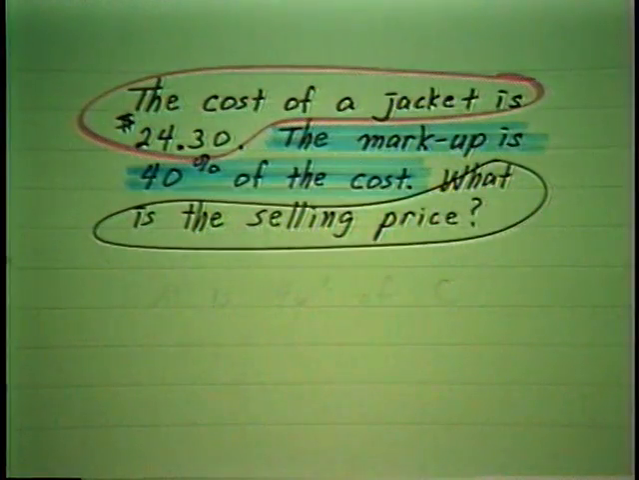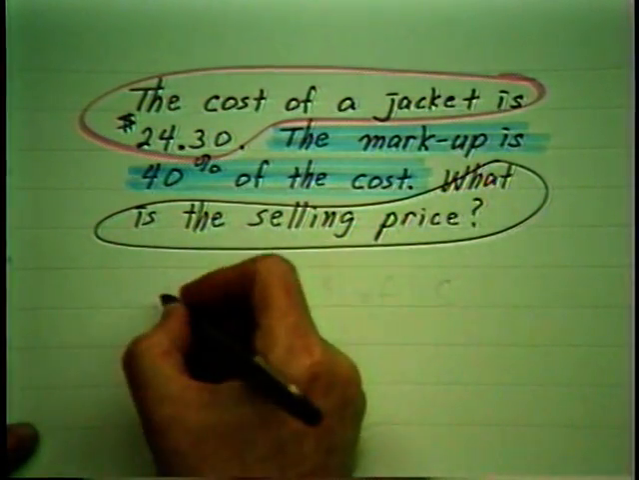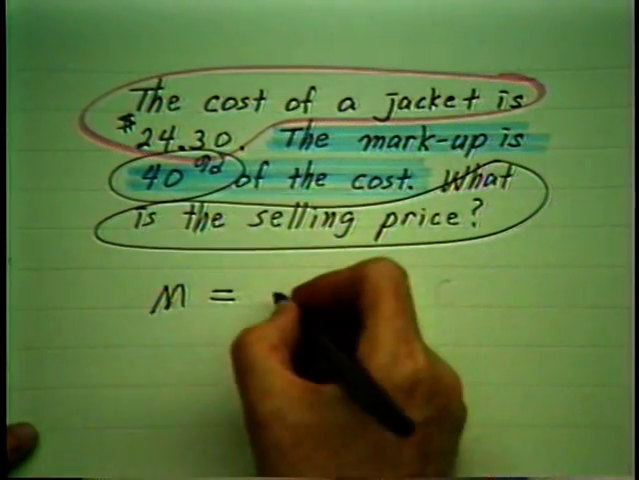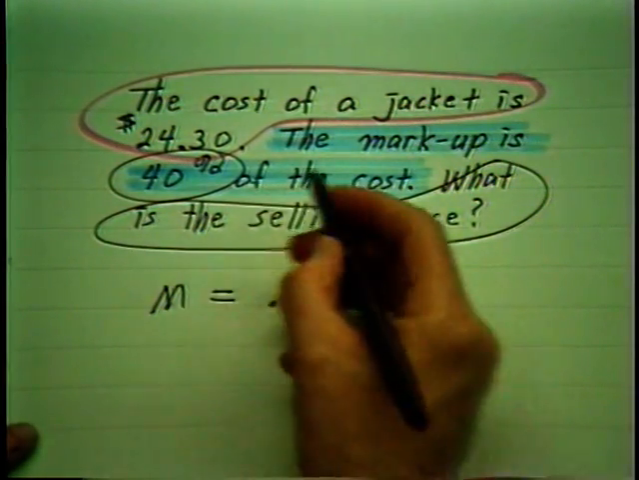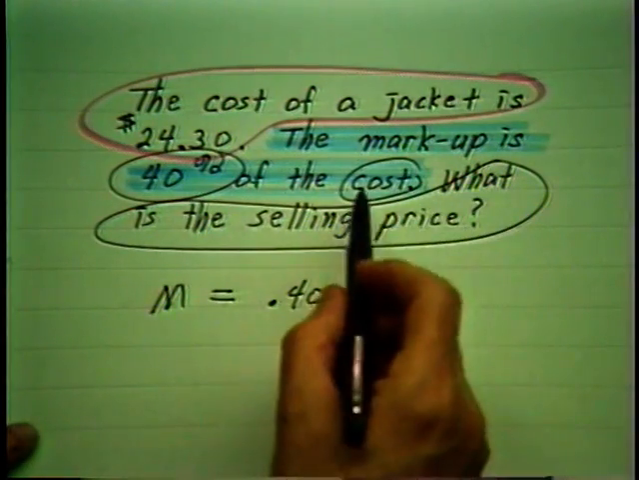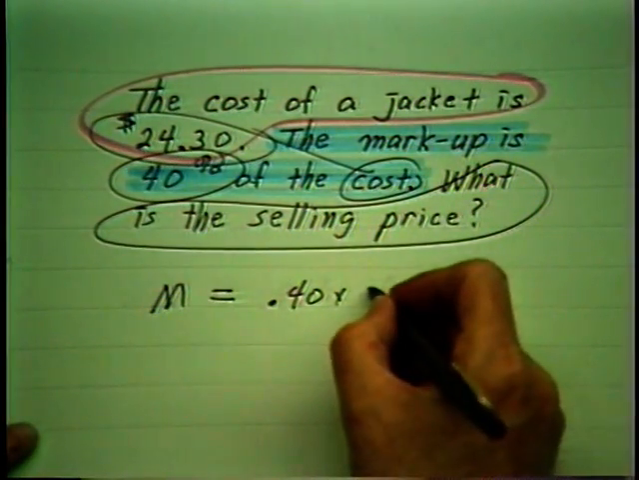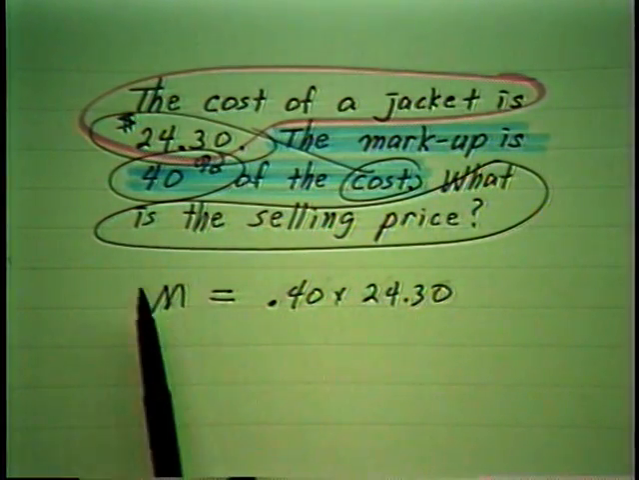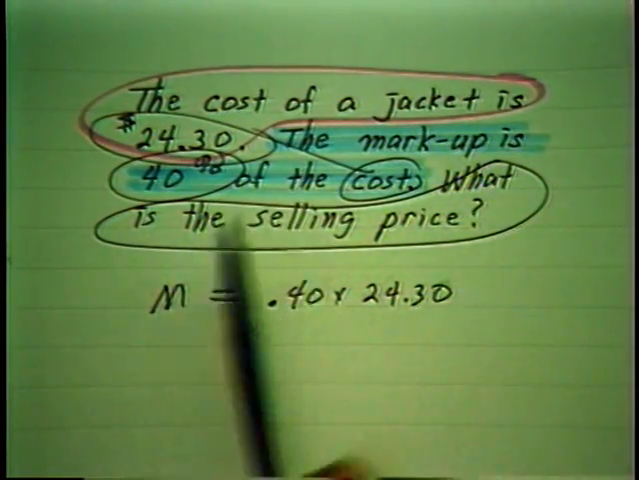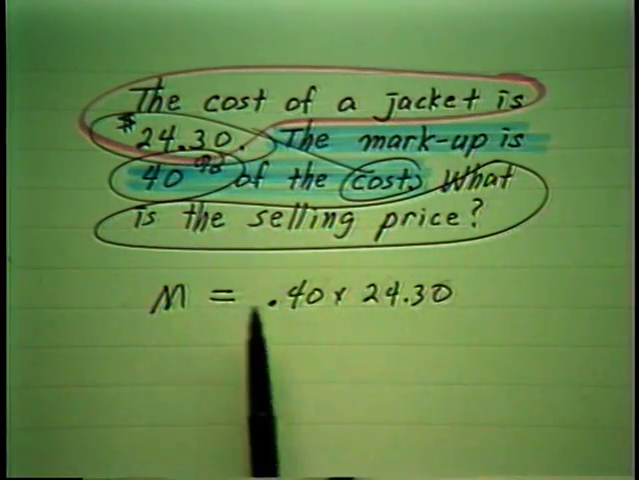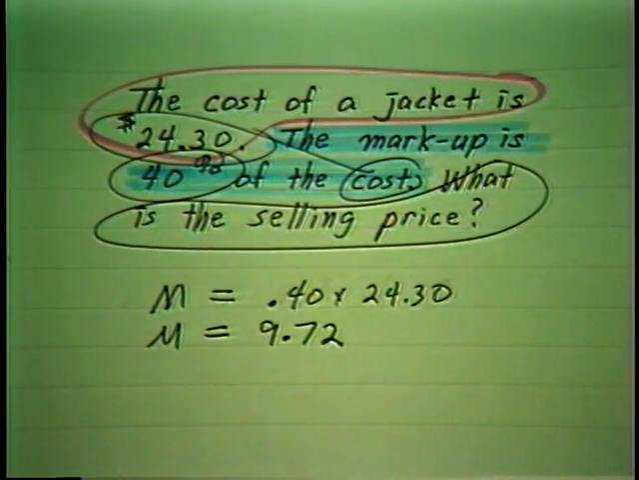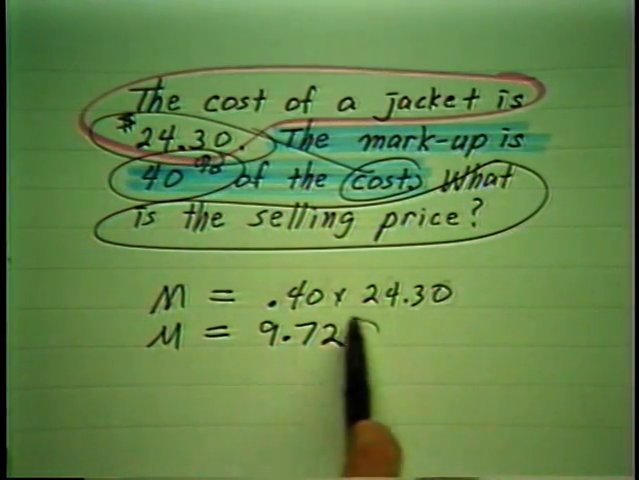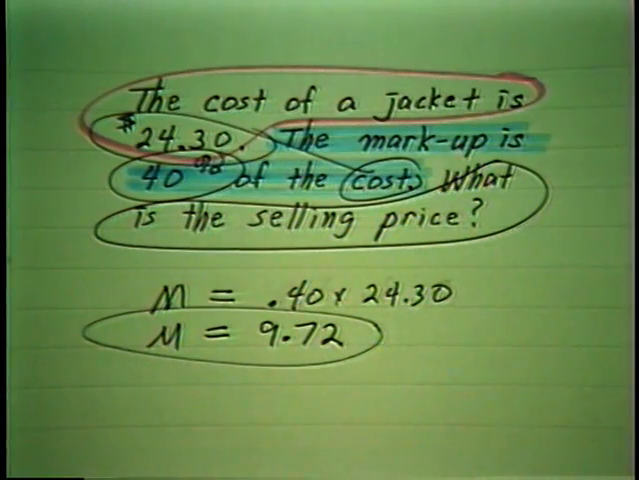markup? Now notice here, the markup is 40%, 0.40, of the cost, which they told me was $24.30. So although they didn't tell me what the markup was, they very definitely told me how to figure it out. So let's do that in case we can use it. And we have a markup of $9.72. So let's take that information back to our statement of the problem.